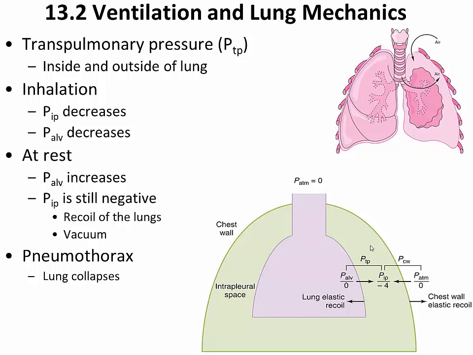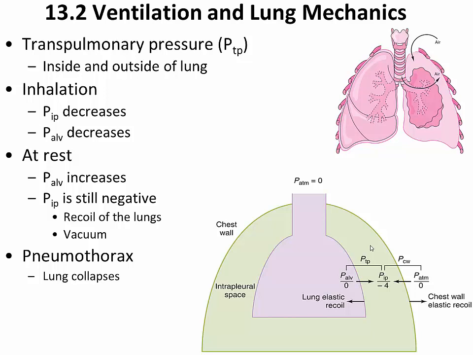chamber is sealed. No air can get into that intrapleural chamber. There's a little bit of fluid that's located there, as we mentioned. And so this creates a negative pressure in that intrapleural space. And that's necessary, of course, in order for the lungs to remain inflated.